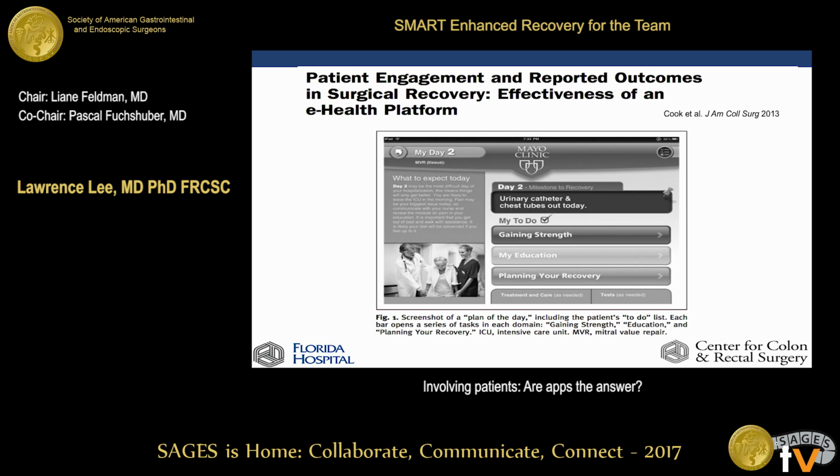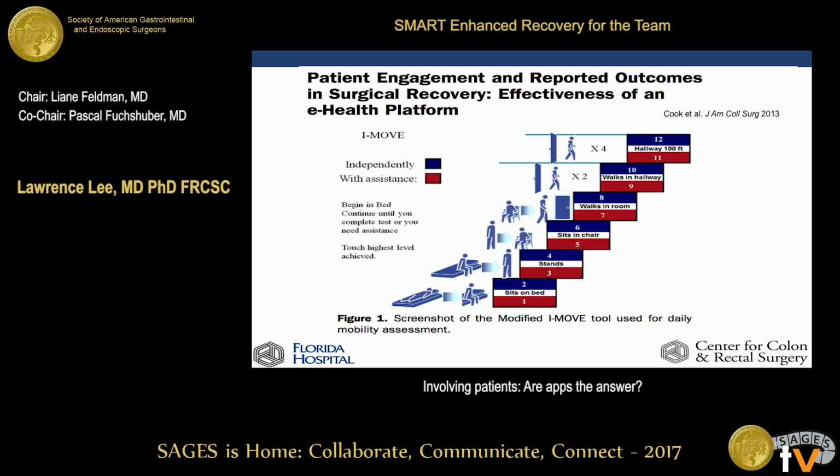So this is the daily care plan. You can see this is day 2. This is specific to thoracic surgery, but the patient will expect that their urinary catheter and their chest tubes will be out today, and what they need to do to gain strength, and if you click on them, they'll say this is what you need to do to get out of bed, and things like that. And this is the instrument that the patients will fill out.